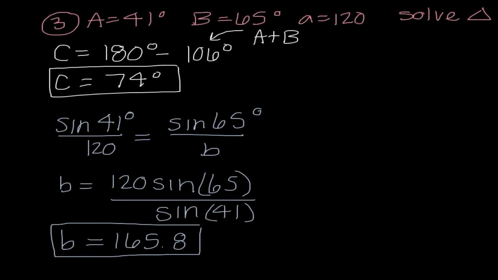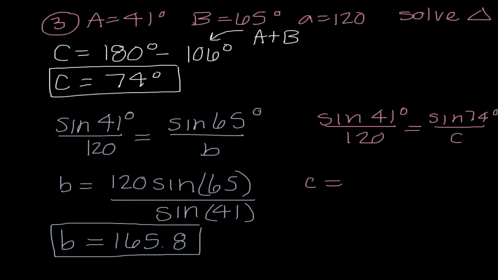Since this is the law of sines video, I'm going to use the law of sines, but on your suggested problems, you can do whatever you want. So I have sine of 41 over 120 equals sine of 74 over c. Once again, when I cross multiply and divide here, I get 120 times the sine of 74 over the sine of 41.